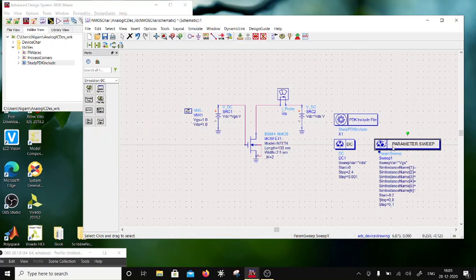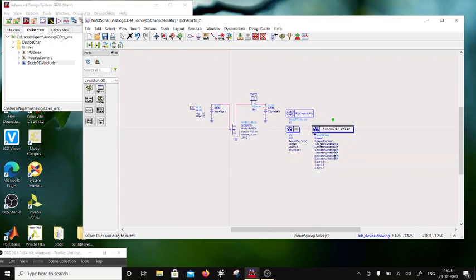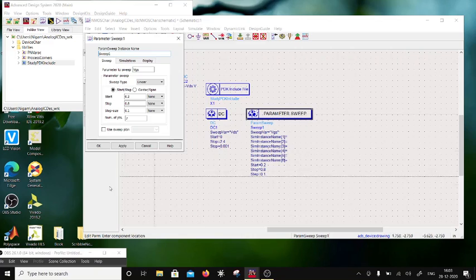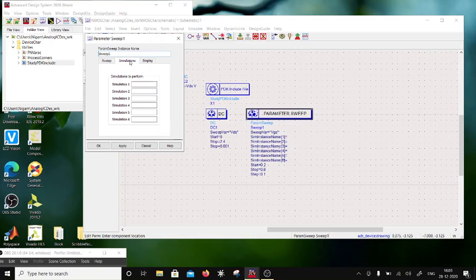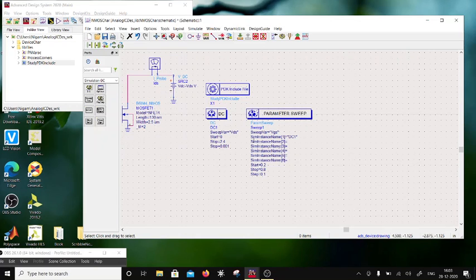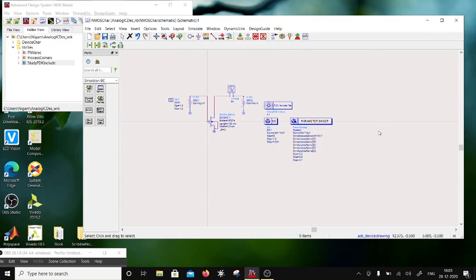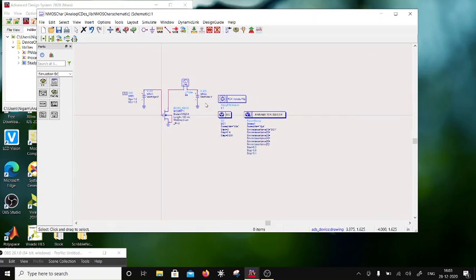Now if you want to do a nested sweep like this, you have to have the outer loop tell where the inner loop is. The inner loop resides inside DC1, so you have to mention that. So we are set to do this simulation. So let's just hit simulate.